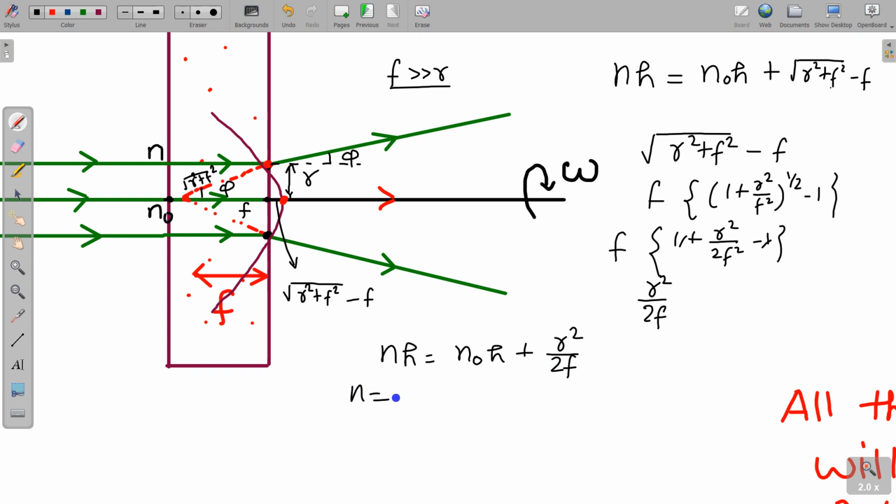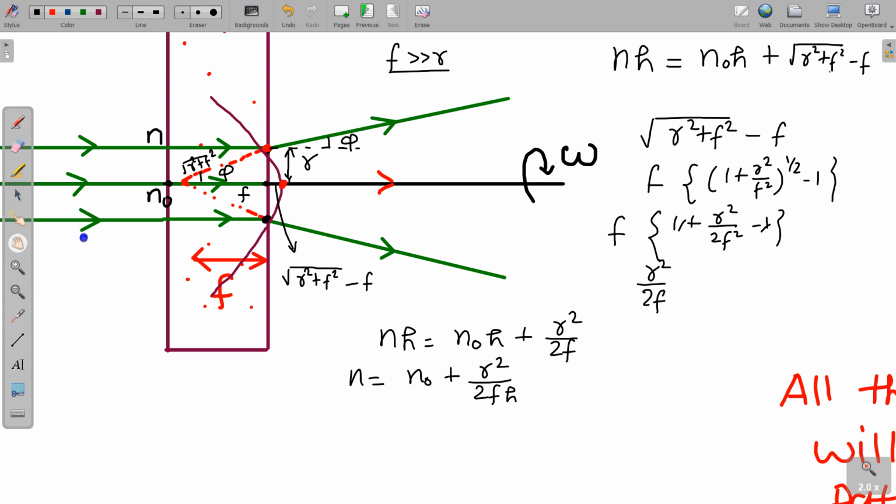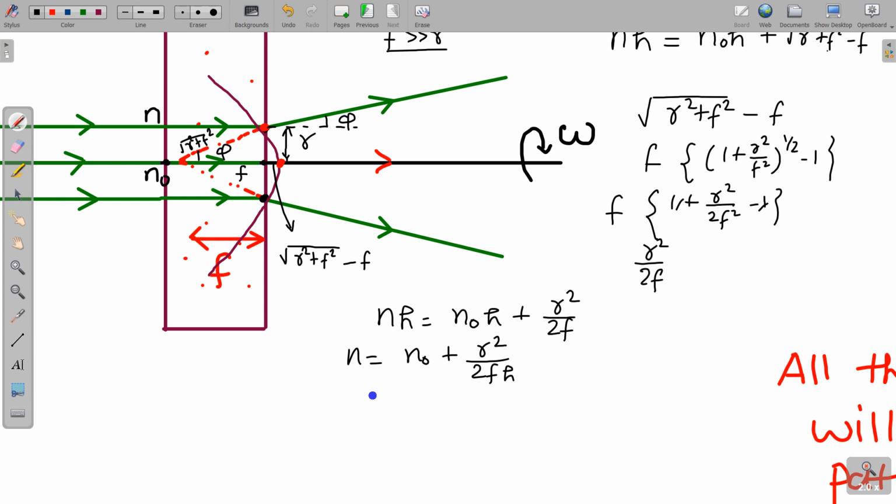And what is this n? n is equal to n naught plus r square by 2fh. Compare this with what we have calculated earlier. We have calculated that n is equal to n naught plus k r square. So from comparison, this k is equal to 1 upon 2 fh. This k is equal to 1 by 2 fh.